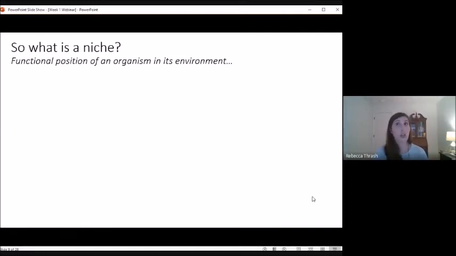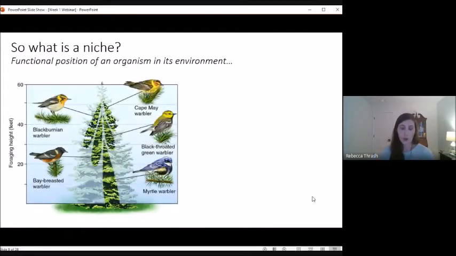That includes a whole bunch of stuff. Where does this organism forage for food? Where does it reproduce? How does it reproduce? What are its interactions with others around it? What is its position within the food chain? All of those things are what define the organism's or the population's niche.